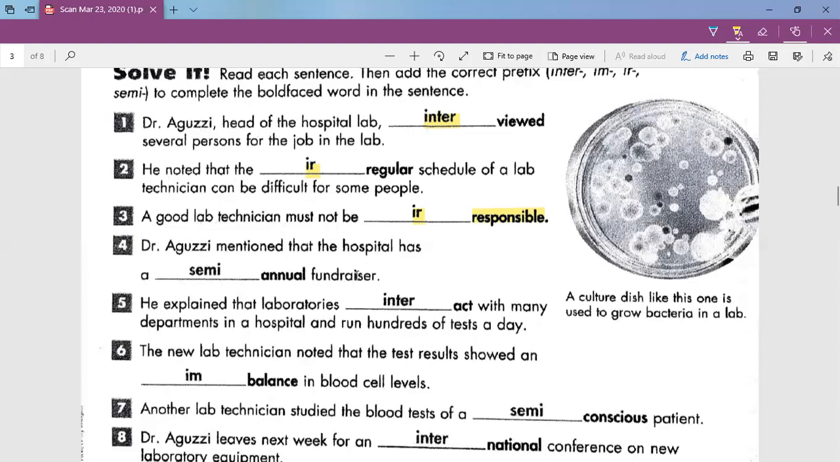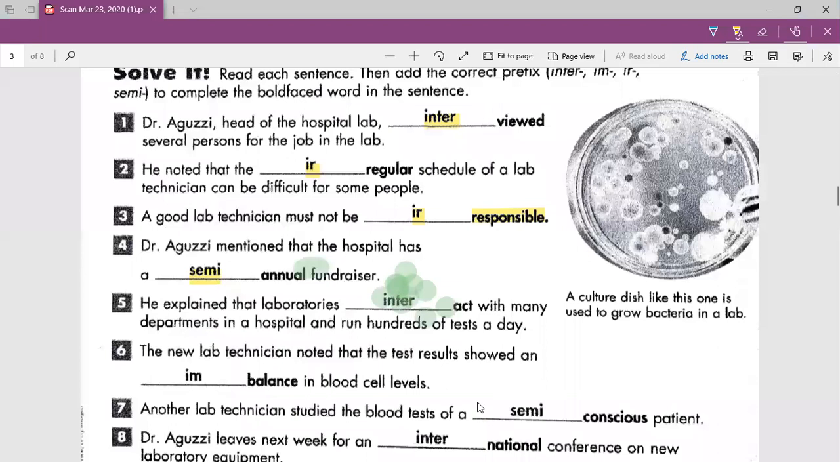Then it says, "Dr. Aguzi mentioned that the hospital has a semi-annual fundraiser." So it's going to be semi-annual. What does that mean for you guys? If it says semi-annual, so that is going to take place in the half of the year, okay?